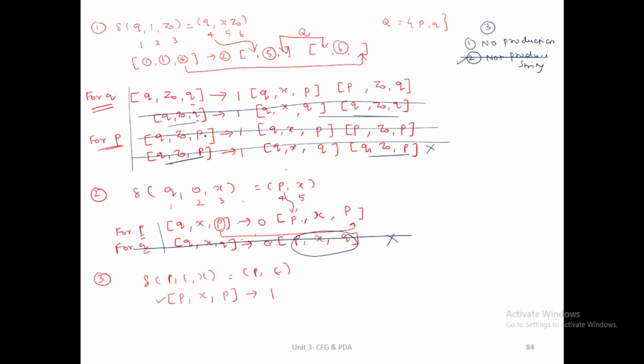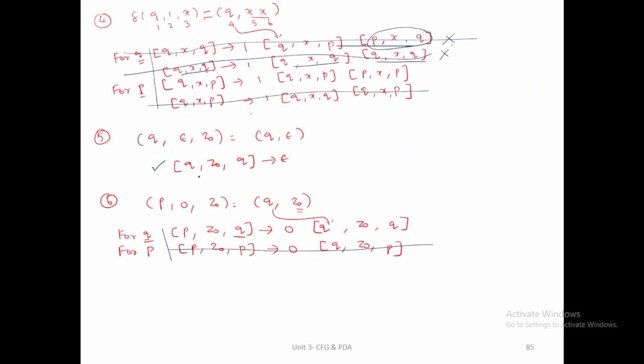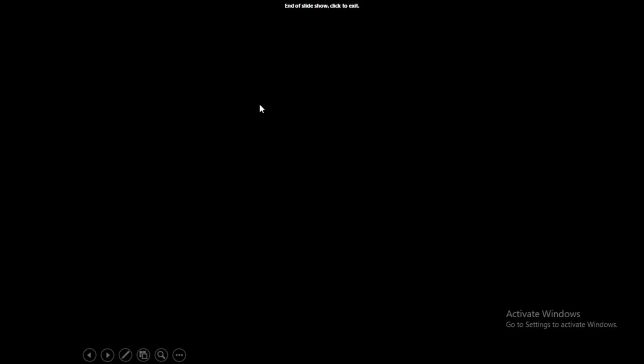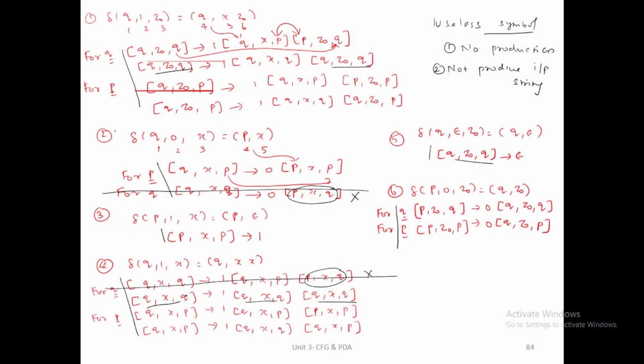Here QZ0P is available, but I strike it out. Then any other QZ0P? No. So I cannot write it because I already struck out the productions. So I want to check QXQ. QXQ is available. This is also repeated on the right side, but there is no QXQ.